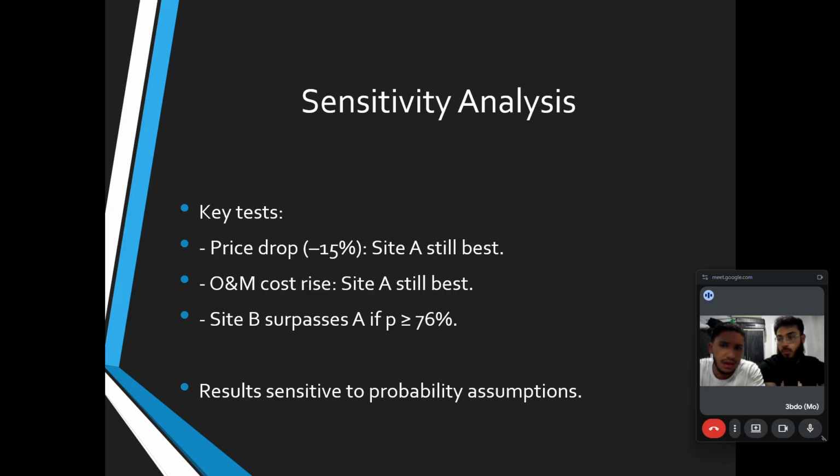And sensitivity analysis. The key test is a price drop of minus 15%, and site A is still the best. With an O&M cost rise, site A is still the best. And the last is site B surpassing site A when the probability is over 76%. This results in sensitivity to probability assumptions.